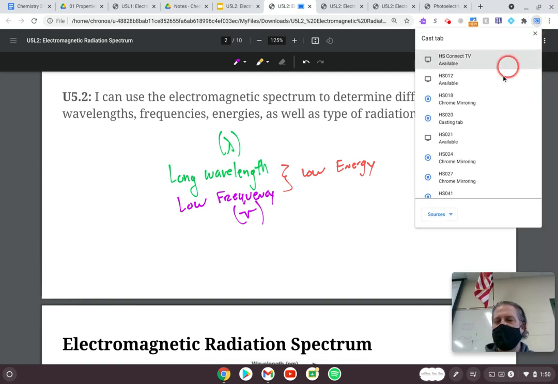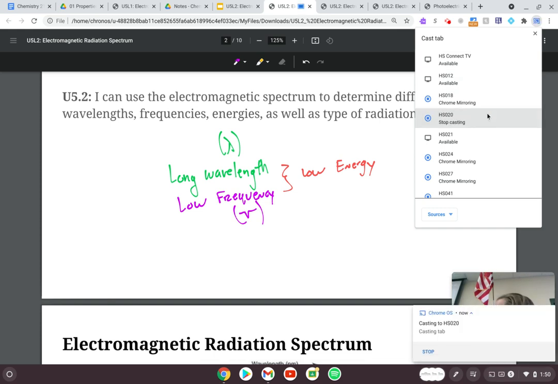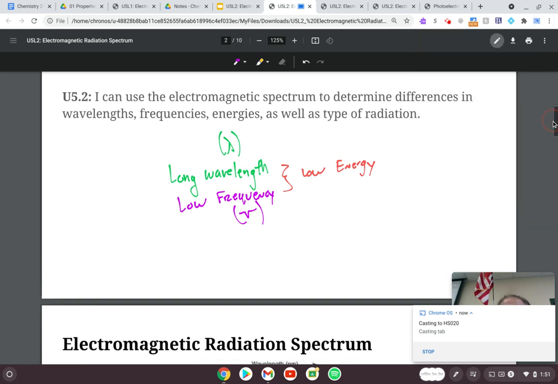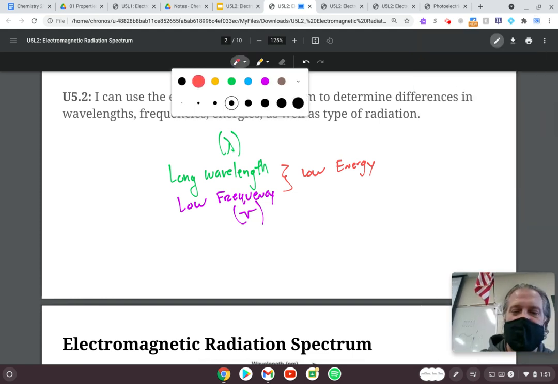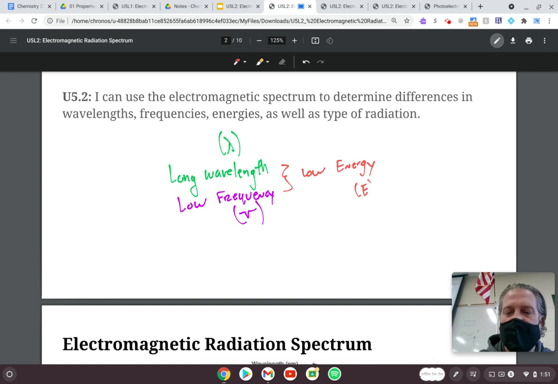So frequency is this fun little V, also known as the Greek letter nu. And then energy is really difficult. Energy is just a large capital E. That's how we represent those things. Okay, so those are sort of the things that we talked a little bit about yesterday.